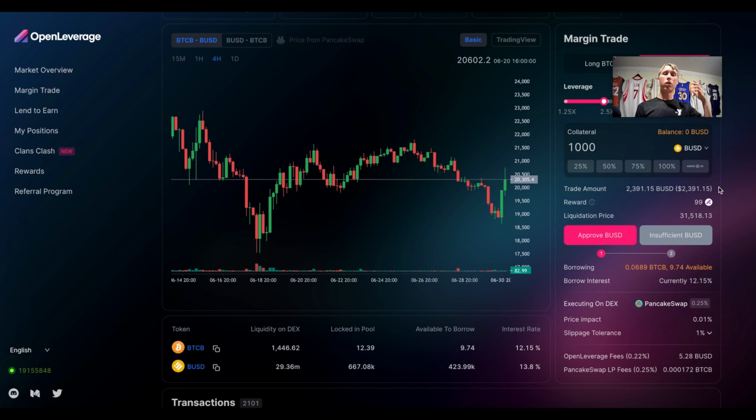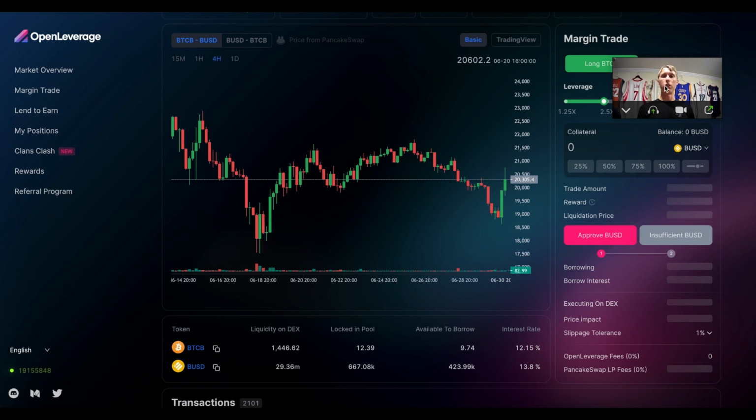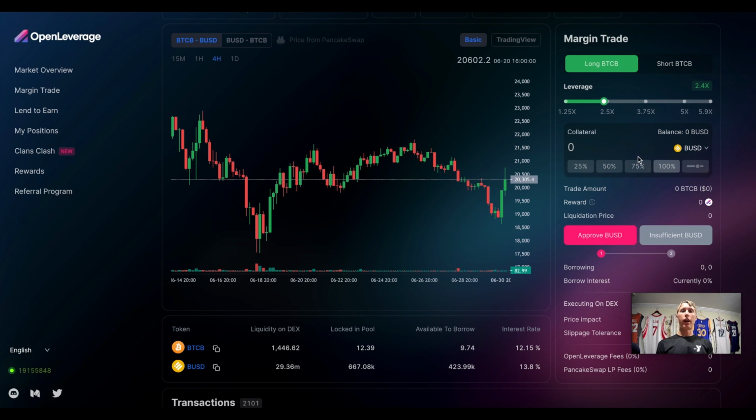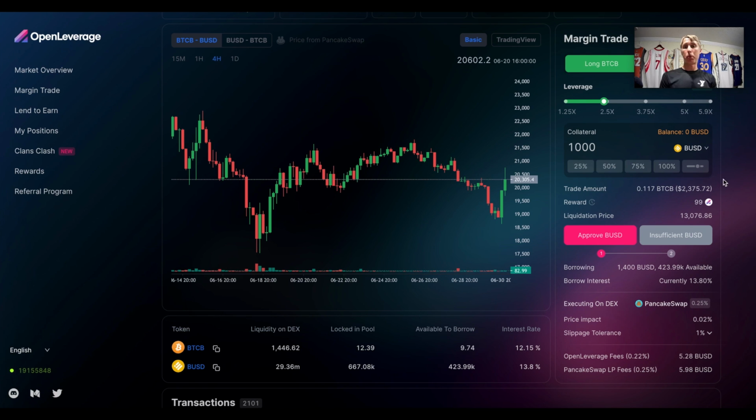Now, if you wanted to go long, the opposite is true. You would say, hey, I want to go long and I want to go ahead and you can provide BUSD as collateral if you guys want to, or you can provide Bitcoin as collateral. Either of them do. And as you can see here, I'm going long 2.5x and my liquidation price is going to be 13K. So that's how you can use the platform.